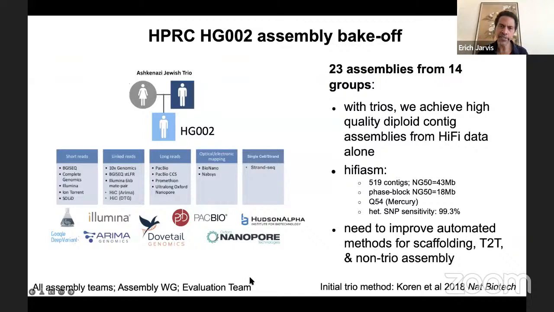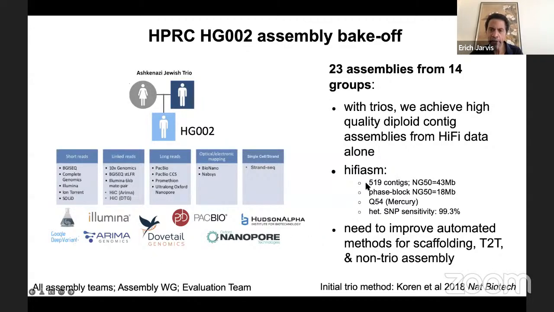And the first experiment we did was to take one individual human, HG002, an Ashkenazi Jewish person, and apply all the available technologies and algorithms to this one individual available at that time in 2020, and have an assembly competition, basically. We call it a bake-off. And there were 23 assemblies from 14 groups around the world submitted with all the latest different algorithms at that time using HiFi, PacBio data, Nanopore, linked reads, and so forth.